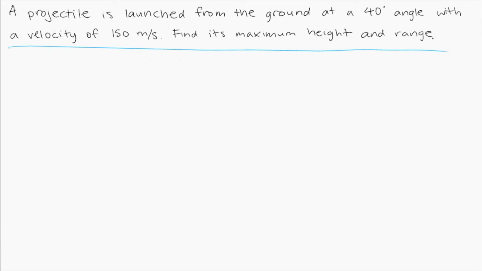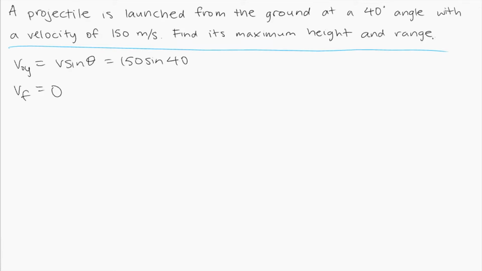We know that the initial y velocity is just the y component of the velocity, which is always v sine theta, and in this case, that's 150 sine 40. And we also know that the v final is 0 because if it's the maximum height, that means that there's no more velocity to travel any higher.